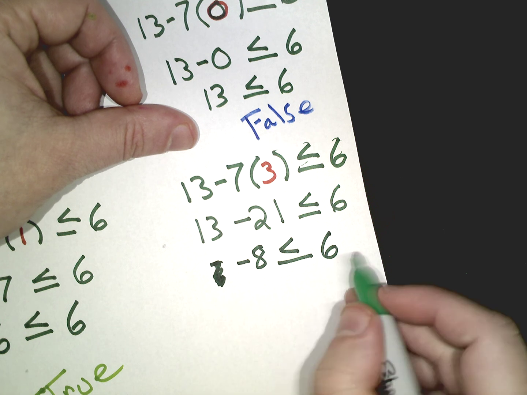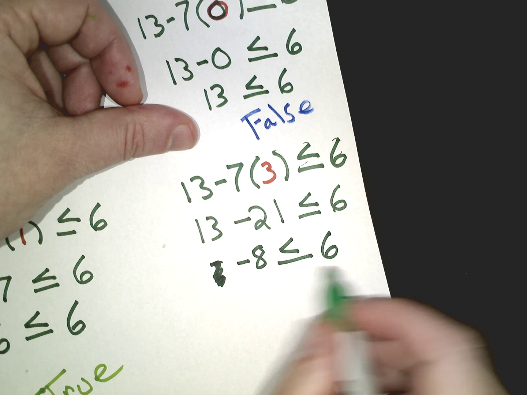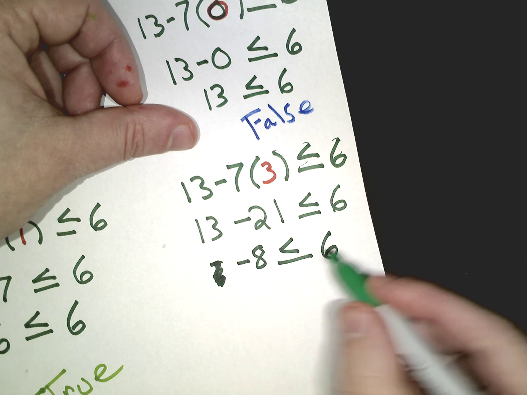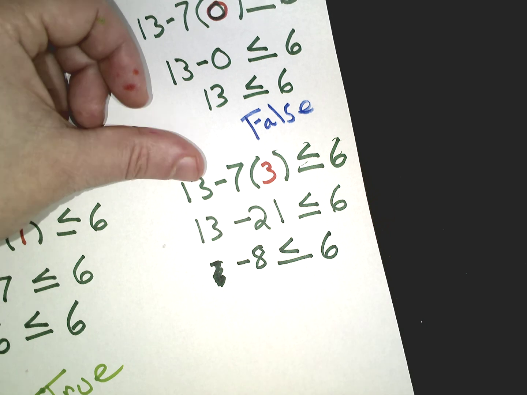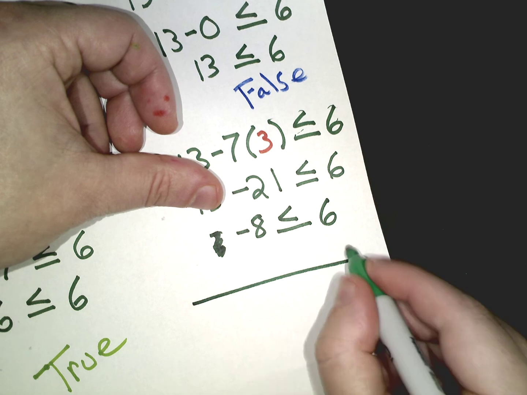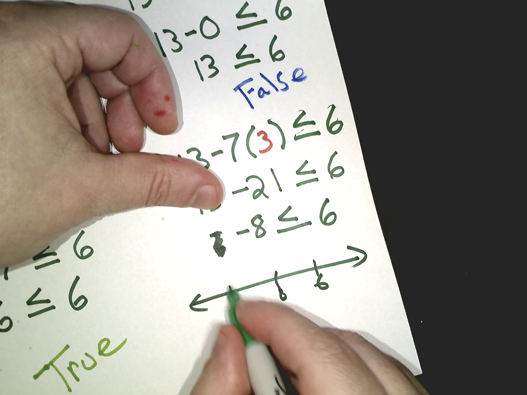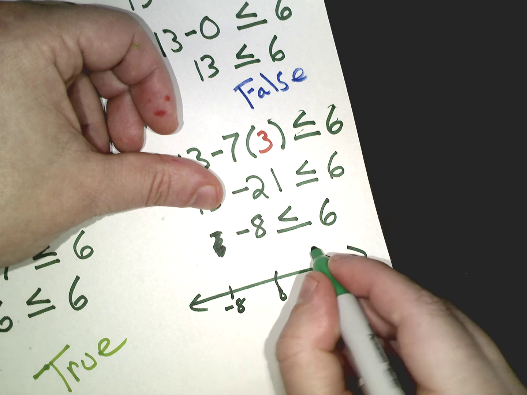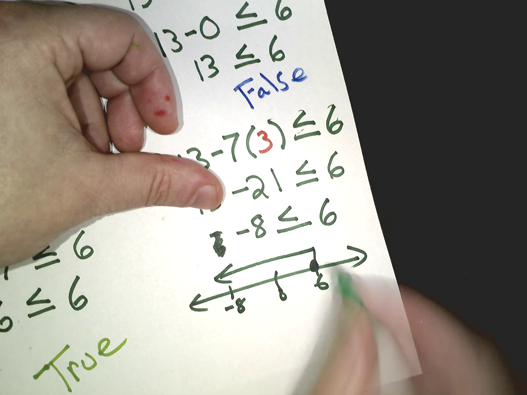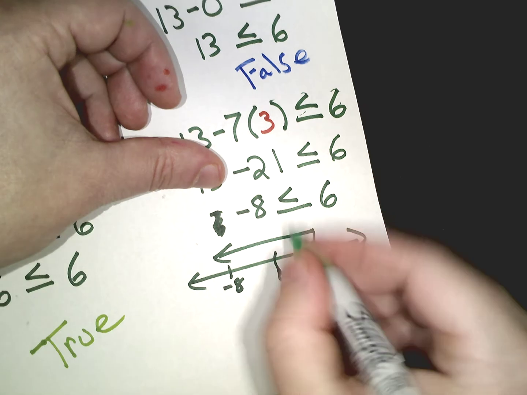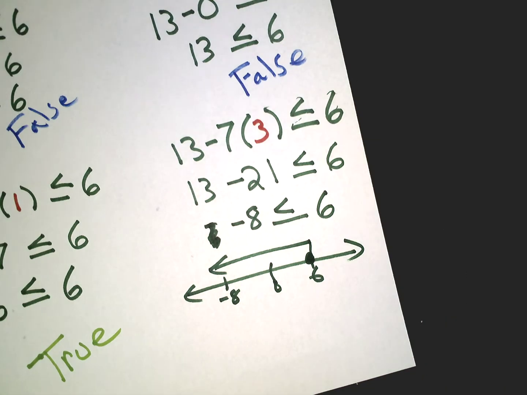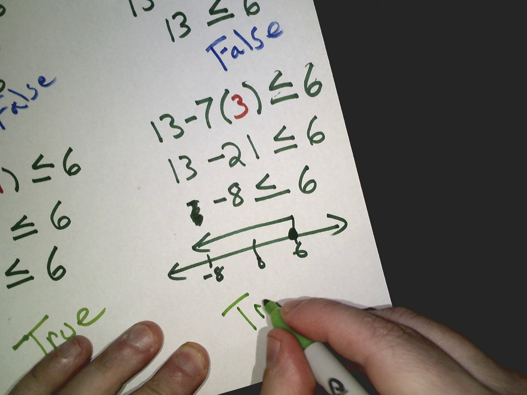-8 is less than or equal to 6? Yes, because it's negative. It's on the left-hand side of the number line. So if we had a number line like this, and we had 6 over here, and somewhere here is 0, negative 8 would be over here somewhere. So yes, less than. So yes, again, another answer is true.